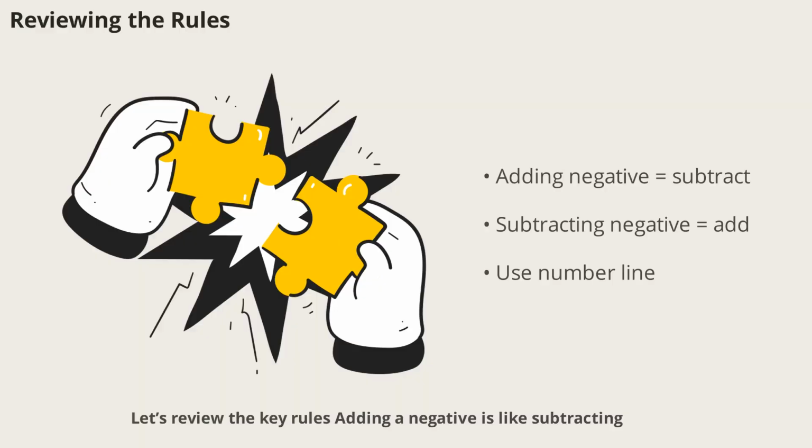Let's review the key rules. Adding a negative is like subtracting. Subtracting a negative is like adding. Use the number line to help you see which direction to move. These simple guidelines will help you solve any integer problem with confidence.